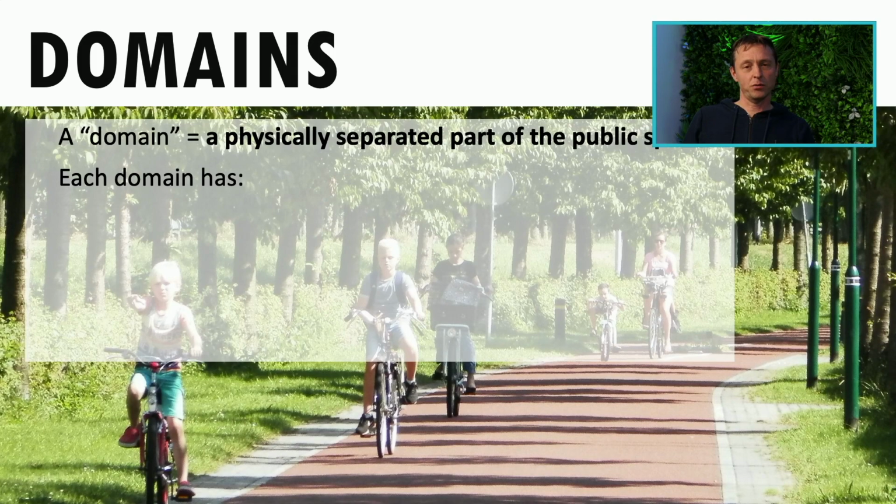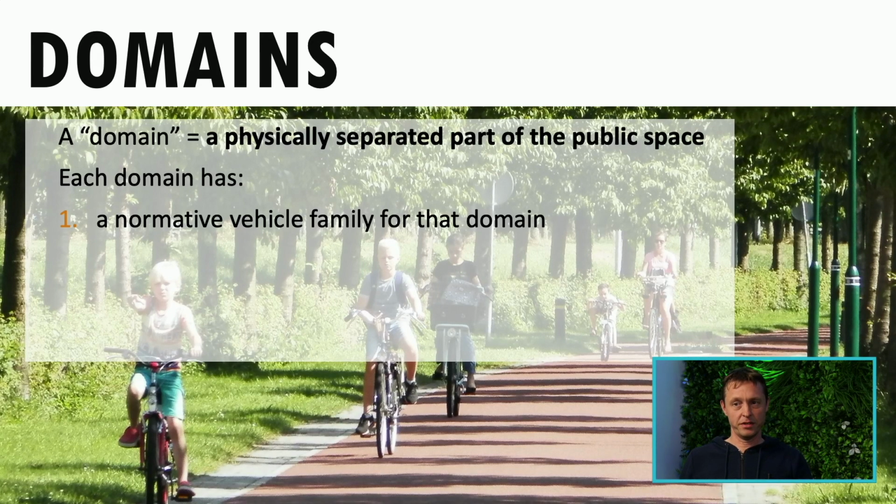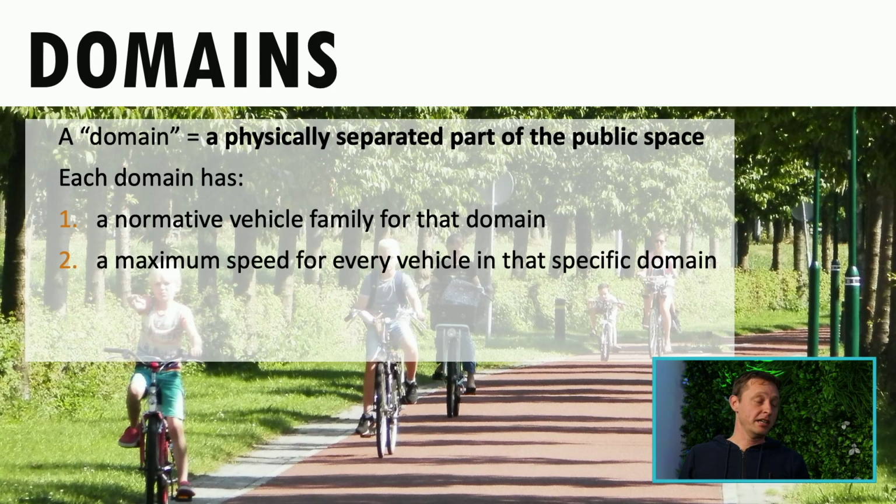A domain is a physically separated part of the public space. So in normal English, you can think of maybe a road or a sidewalk or a bike path or maybe a buffer space without any traffic. And each domain has first to start with a normative vehicle family on which the design for that specific domain is based. So that can be a car or a bicycle or a pedestrian. And attached to it is also a maximum speed that will apply to that family, but also to any other vehicle that might share the space. So that applies to everyone within that specific domain.